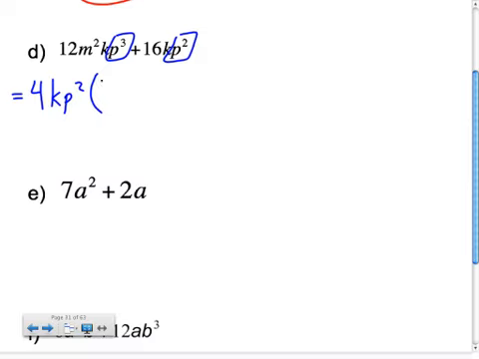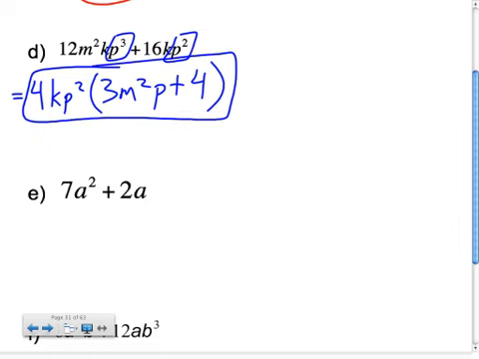12 divided by 4 is 3. We already said we're not doing anything with our m, so our m squared's got to stay. The k is already factored out, so that's gone. I factored out a p squared, so if I factor out a p squared from p cubed, the only thing I'm left with is p, plus 16 divided by 4 is 4, k divided by k is 1, p squared divided by p squared is 1, and so my second term just stays as a 4, and so there's where we're at. Again, you can multiply through and make sure you did it correctly.